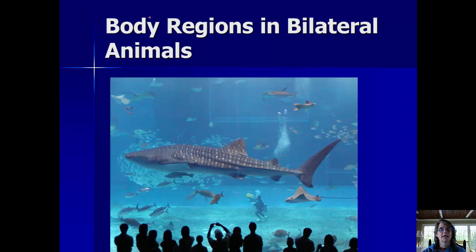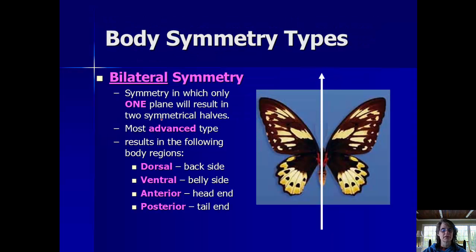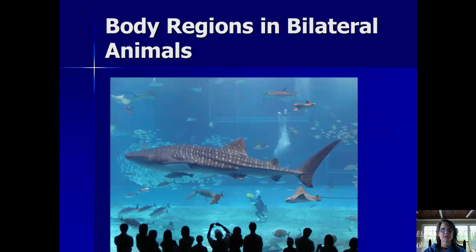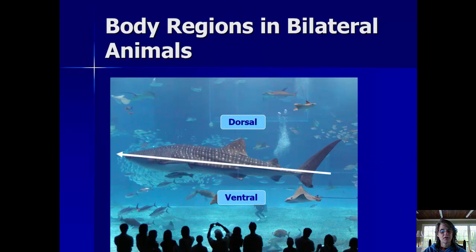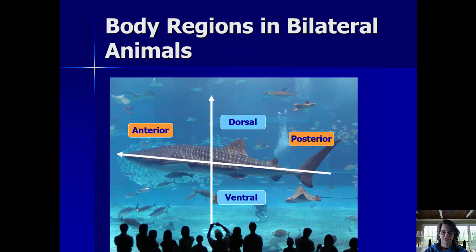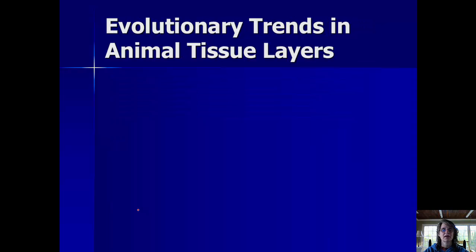whale shark's body and talk about those four body regions that result from bilateral symmetry, what we see is dorsal versus ventral and anterior versus posterior. And you can see that in any number of higher animals that you can think of.